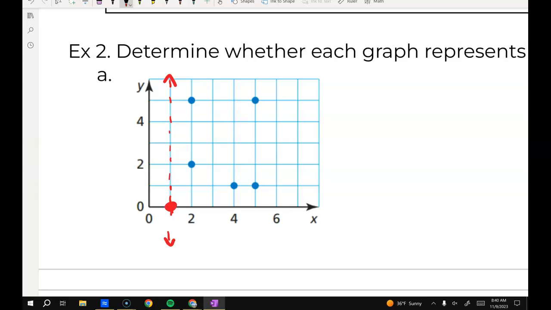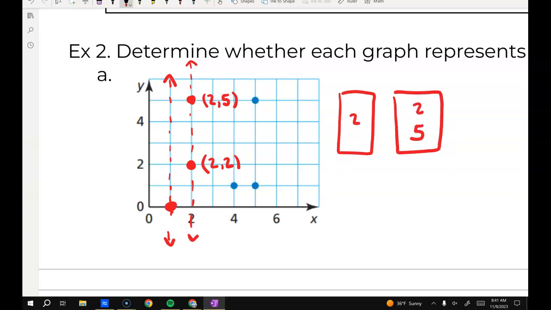If I move one box over and do another little dash line down, I cross 2 points. If you label the points I cross using x comma y, where x goes horizontally, this would be 2 comma 2. And this point would be 2 comma 5. So when you label your points, you can see why the vertical line test works. If we were to draw a little map of our inputs and outputs, 2 can go to 2 or it can go to 5.